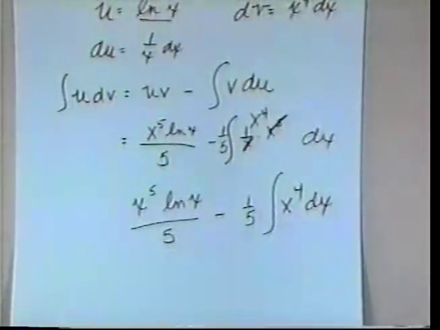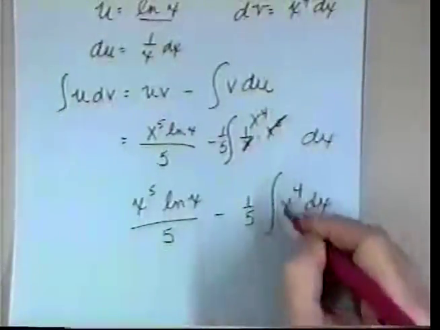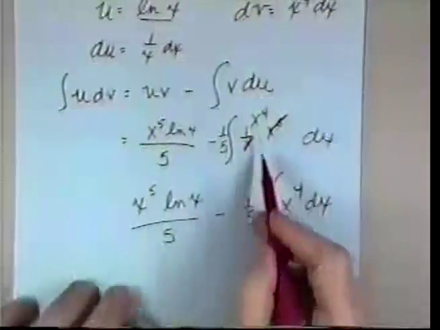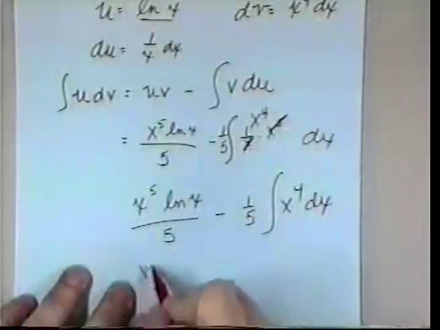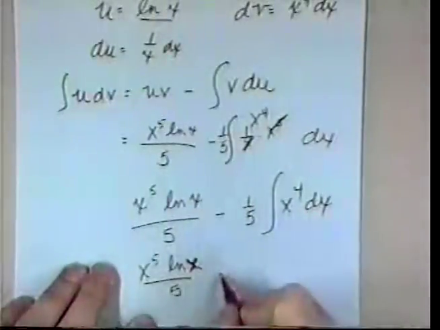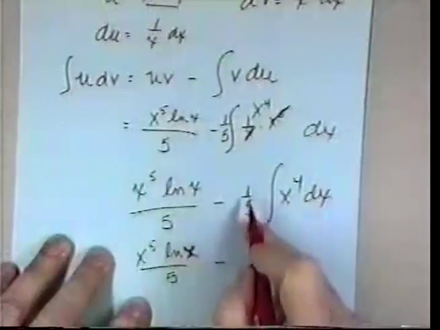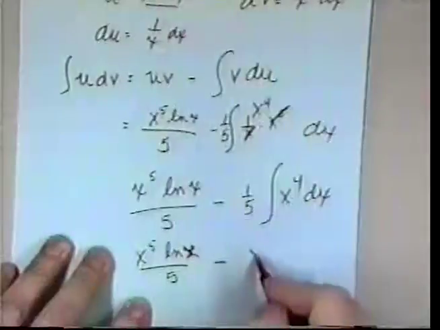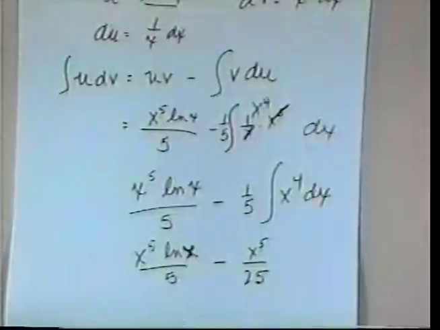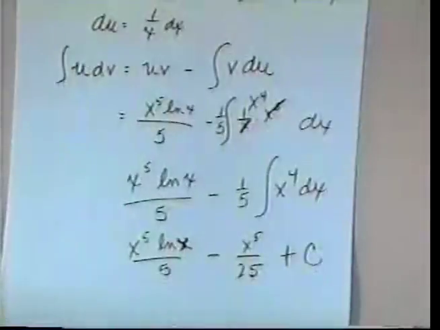Now, once you got that, this is quite easy to take the antiderivative of. The antiderivative of that is going to be x to the fifth over 5. We just did that up here to work on the x to the fourth. And we get x to the fifth log x over 5, minus. Now, when I get this x to the fifth over 5, I'm going to multiply it by 1/5, so that means in the denominator I'm going to have a 25, x to the fifth over 25. And of course, since there are no limits, plus C.